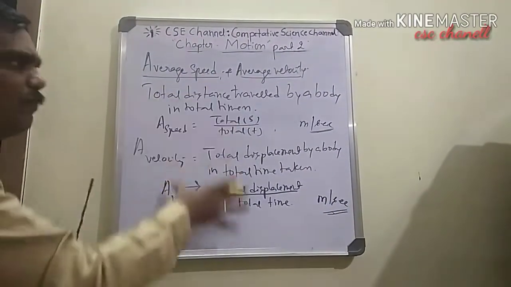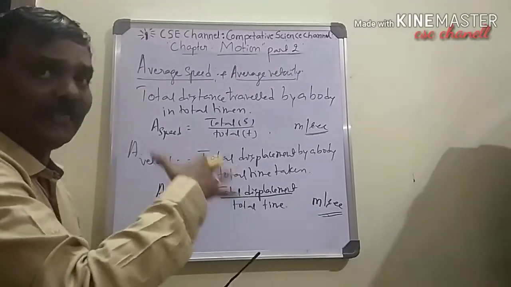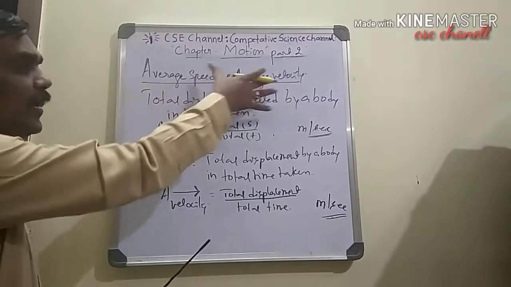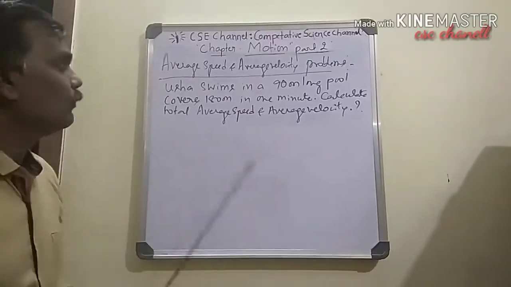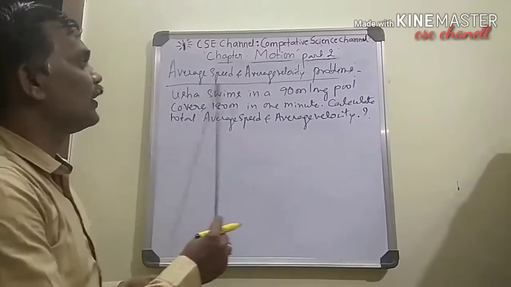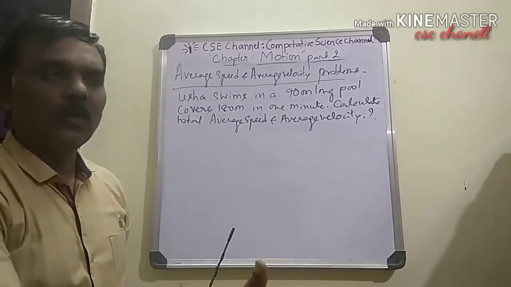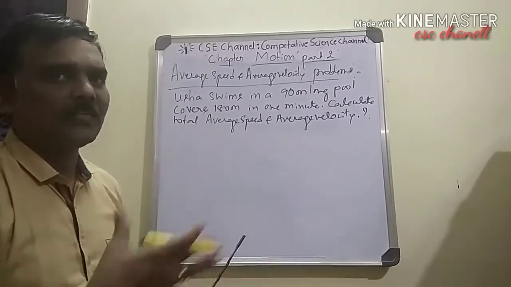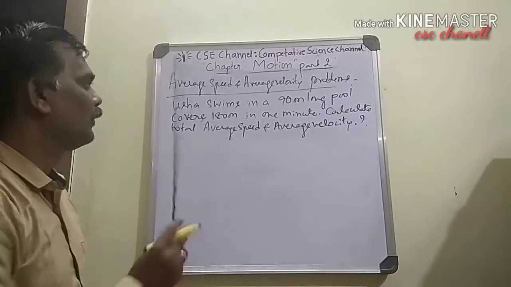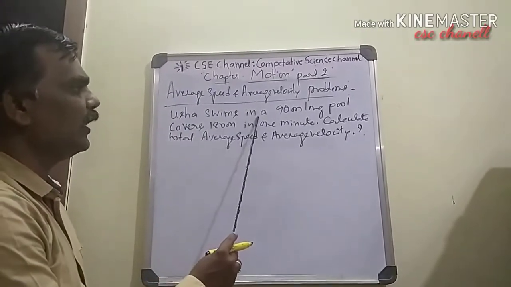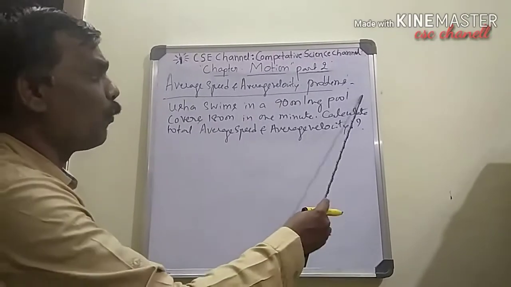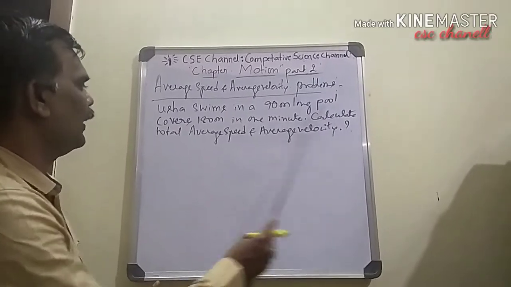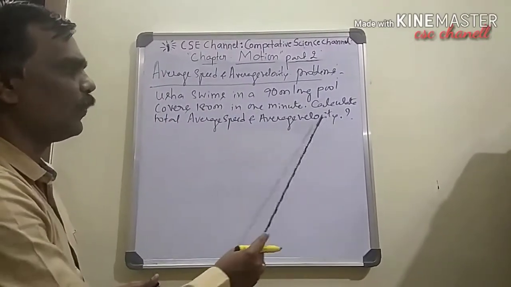It seems to be simple, but the problems will be a little complicated. Now next we are going to solve problems on average speed and average velocity. As I told, first we will go for simple problems, then we will go to complicated problems on average speed and average velocity. Usha swims in a 90-meter long pool and covers 180 meter in 1 minute. Calculate the average speed and average velocity.